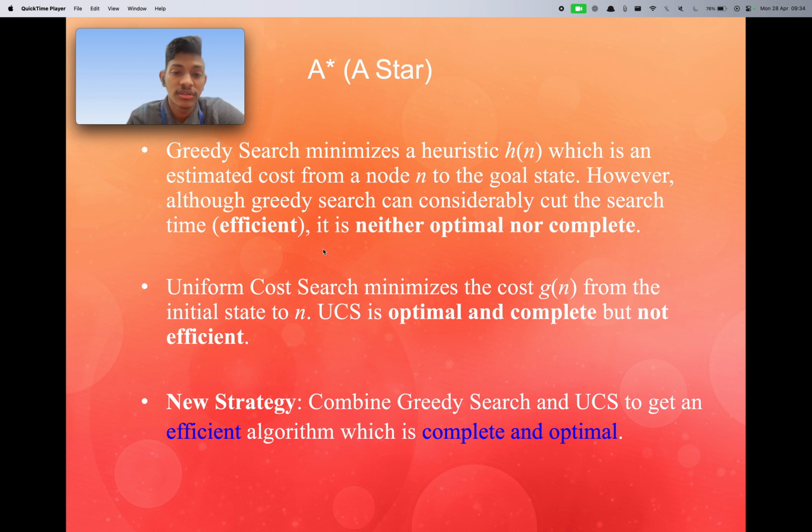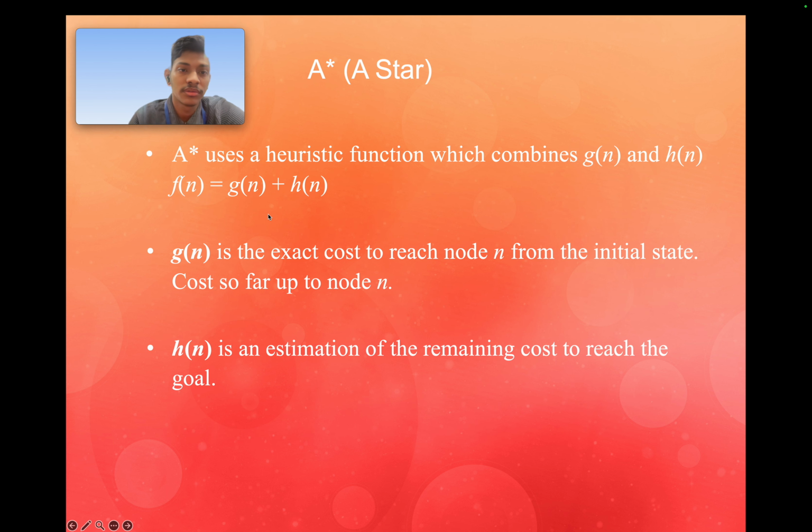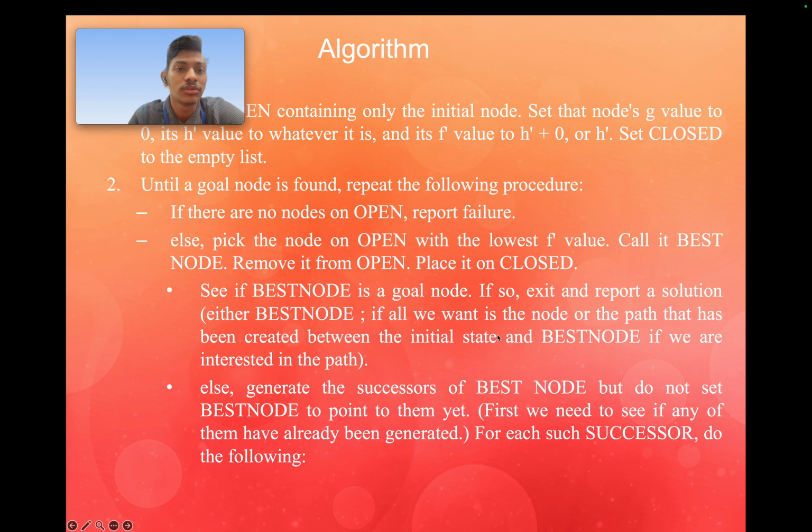So uniform cost search minimizes the cost g(n) from the initial state to n. UCS is optimal and complete but not efficient. A new strategy combines greedy search and UCS to get an efficient algorithm which is complete and optimal. So this is the A-star heuristic function, f(n) = g(n) + h(n), where g(n) is the exact cost to reach n from the initial state, and h(n) is the estimation of the remaining cost to reach the goal.